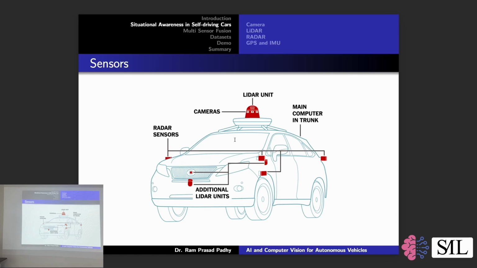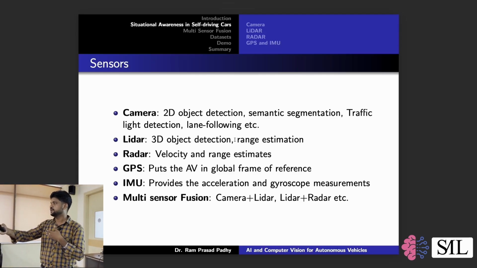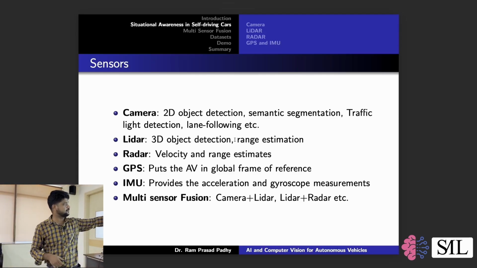Even if we close one eye, we can say what the distance is. But when it comes to a camera, if you take a photo, it will never know that. Think of a computer system which has not seen it previously; it will not know the depth. So generally, when we do any kind of perception task with the camera, we say it's on the 2D plane only, not the 3D plane, so the actual depth would be missing. 2D object detection, semantic segmentation, traffic light detection, lane following, all these tasks are done using the camera sensors. I will discuss them.